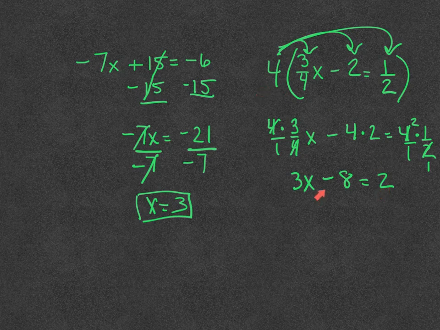So let's start with the negative 8. The opposite of negative 8 is positive 8. So I add 8 to both sides. Negative 8 plus positive 8 will cancel. And I'm left with 3x is equal to 10.